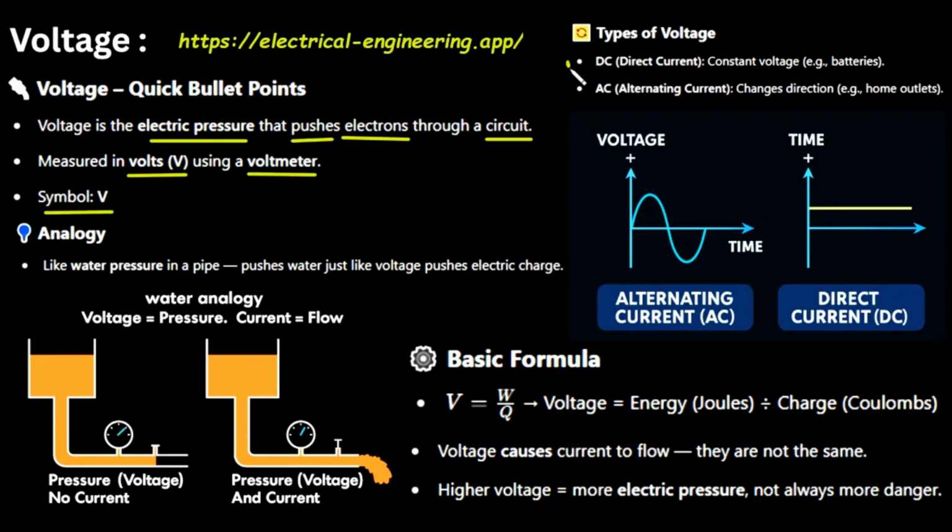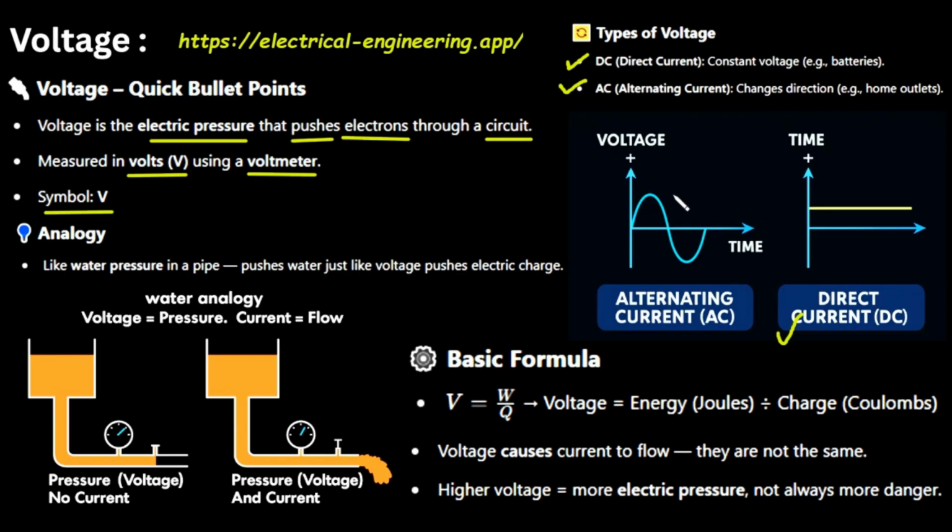Next, let's talk about the two main types of voltage. First, we have DC, which stands for direct current. In DC, the voltage is constant. It doesn't change direction. Think of a battery. It provides a steady, consistent voltage. The graph for DC is a straight, flat line, showing that the voltage stays the same over time.